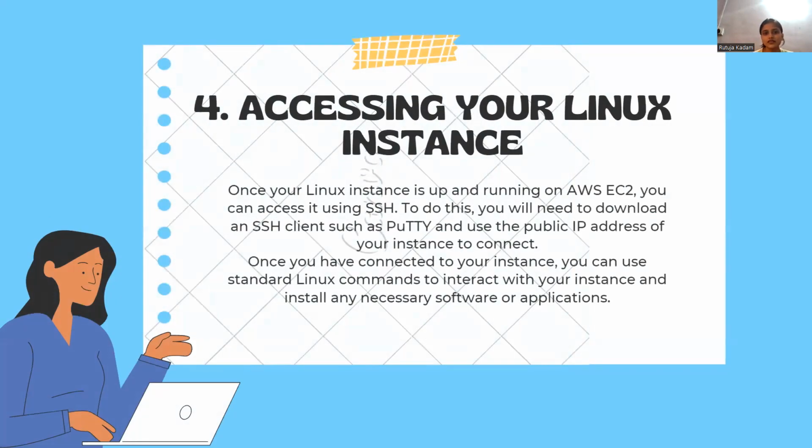Fourth one, accessing your Linux instance. Once your Linux instance is up and running on AWS EC2, you can access it using SSH. To do this, you need to download an SSH client such as PuTTY and use the public IP address of your instance to connect. Once you have connected to your instance, you can use the standard Linux commands to interact with the instance and install any necessary software or applications to use it.